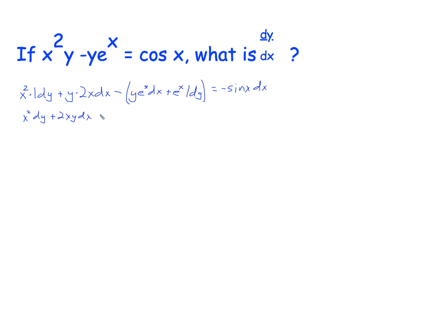This is minus y e to the x dx minus e to the x dy equals negative sine of x dx. So again, we are trying to find dy dx, so now we will divide everything by dx.